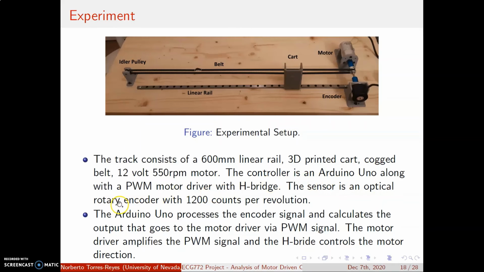The sensor is an optical rotary encoder with 1200 counts per revolution. The Arduino Uno processes the encoder signal and calculates the output that goes to the motor driver via PWM signal. The motor driver amplifies the PWM signal and the H-bridge controls the motor direction.